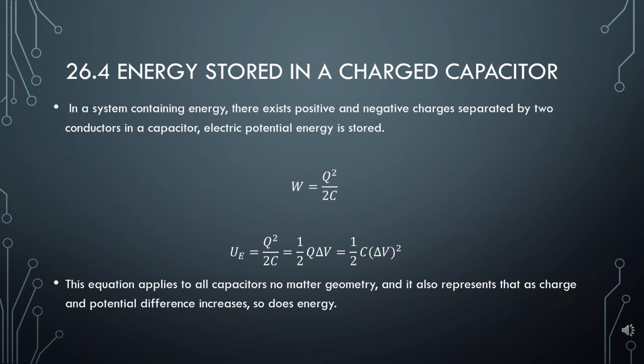Energy stored in a charged capacitor. Since in a system, positive and negative electric charges are separated by 2 conductors in a capacitor, electric potential energy is stored in the system. In the system, work can be calculated after some derivations through the formula work is equal to charge squared over 2 times the capacitance. This equation appears as electric potential energy. Therefore, we can express the potential energy in a charged capacitor as the potential energy is equal to 1/2 times the capacitance times the change in voltage squared. These formulas apply to any capacitor regardless of geometry. This also states that as charge and potential difference increase, so does energy. A prime example of this is a portable defibrillator.